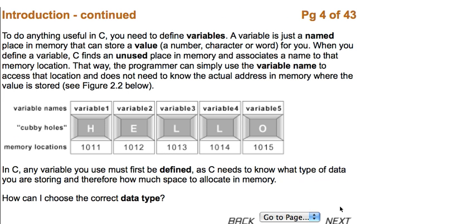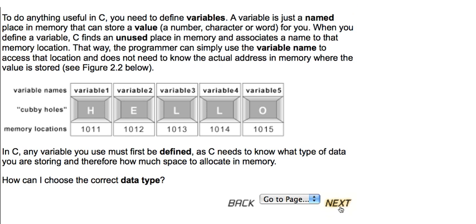To do anything useful in C, you need to define variables. A variable is just a named place in memory that can store a value: a number, a character, or a word. When you define a variable, C finds an unused place in memory and associates a name with that memory location. That way, the programmer can simply use the variable name to access the location and does not need to know the actual address in memory where the value is stored. See Figure 2.2 below. In C, any variable you use must be defined first, as C needs to know what type of data you are storing and therefore how much space to allocate in memory.